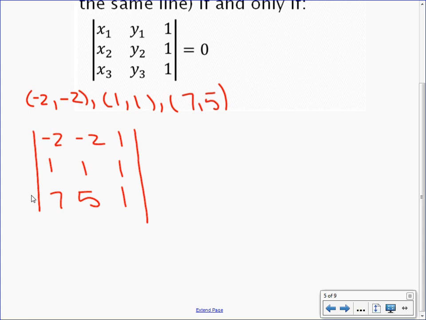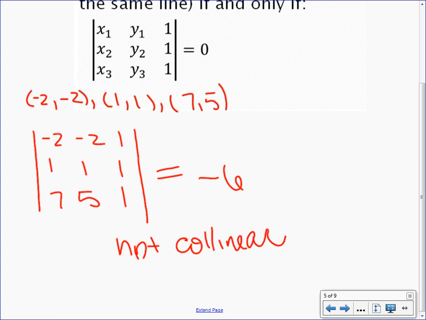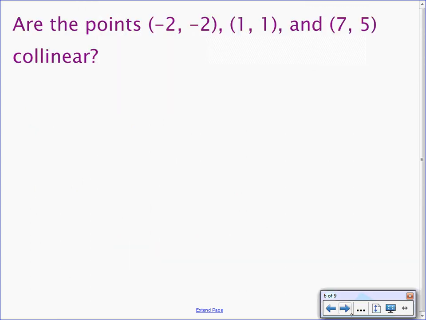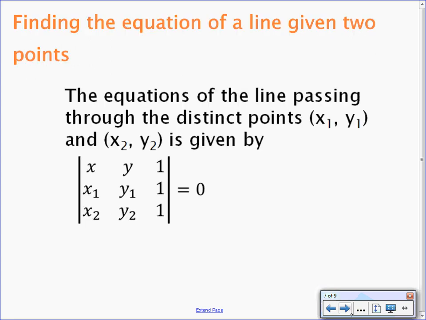Alright, what is it? What's our determinant? -6. Are these points collinear? No. Alright. Oh, dang it, this was my example. Okay.